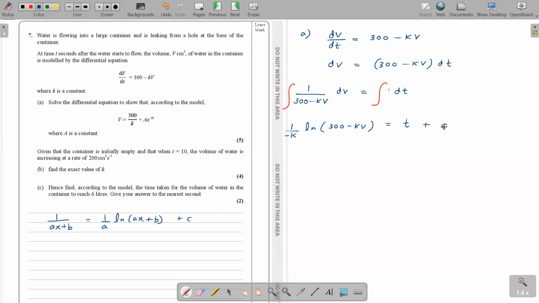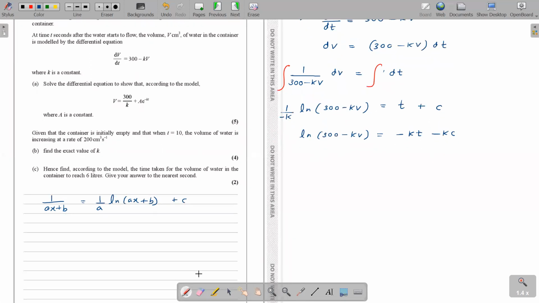Now we are supposed to make v the subject, right? So I'll take the minus k to the other side. Minus k is a division, so it goes to the other side as a multiplication. Is that okay? Minus kt minus kc. Minus k times t is minus kt, and minus k into plus c is minus kc.